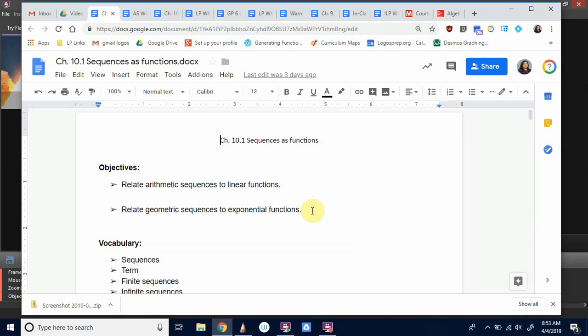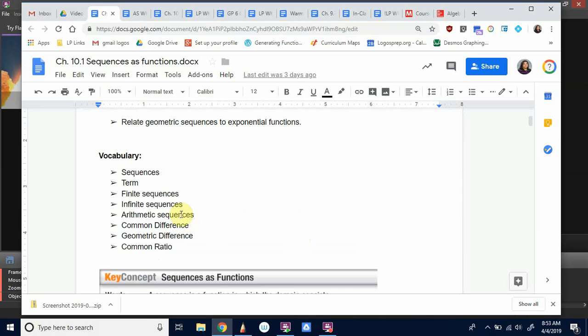Hi there, this is lesson 10.1 on sequences as functions. Our objectives in this section are to relate arithmetic sequences to linear functions and geometric sequences to exponential functions. We have a lot of vocabulary, so let's go through the majority of it first.